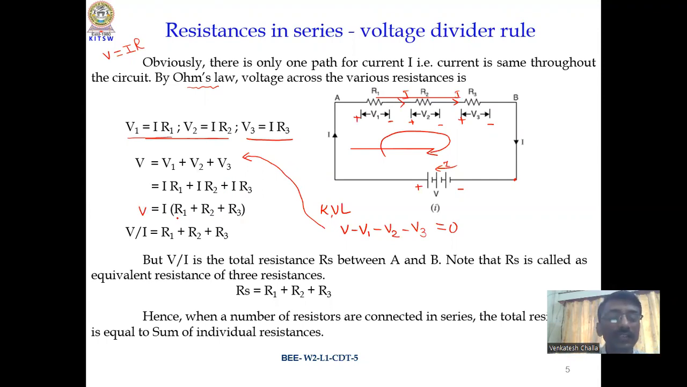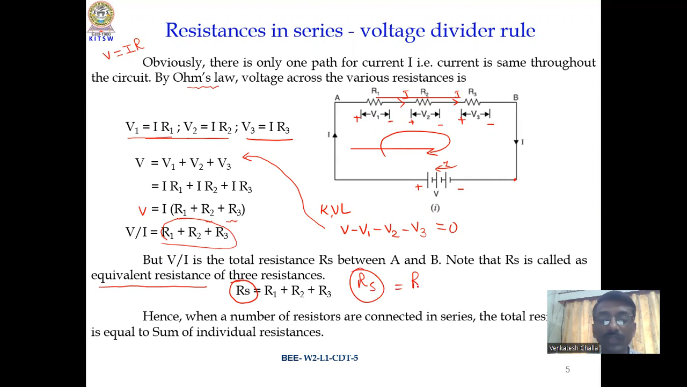Now let us say this is 1 ohm, this is 2 ohms, this is 3 ohms. I can add them: 1 plus 2 plus 3, 6 ohms. So I can add these and it will become one single resistor. So therefore, this R1 plus R2 plus R3 is nothing but what? V by I. That is represented by an equivalent resistance called the series equivalent resistance. RS is the series equivalent resistance.